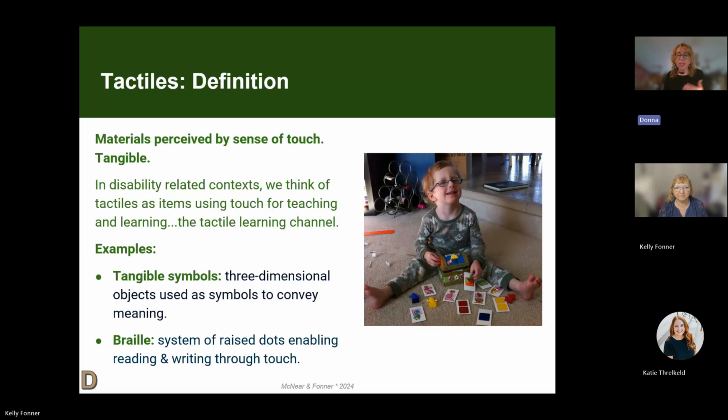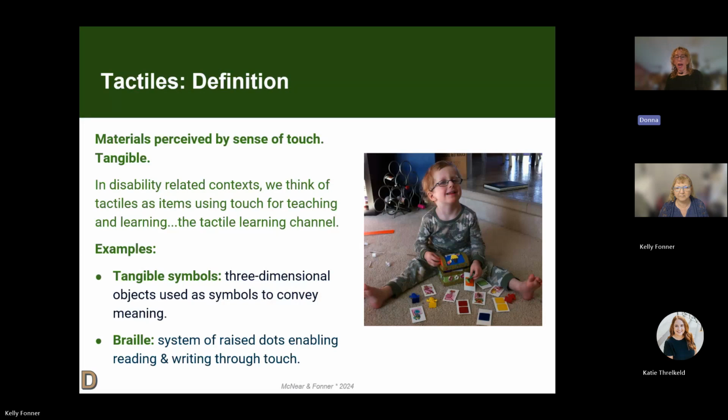And so the example we think most commonly about in terms of tactiles is tangible symbols, which are defined as three-dimensional objects used as symbols to convey meaning. And then we're going to talk a little bit about Braille too. And Braille is a system of raised dots enabling reading and writing through touch.